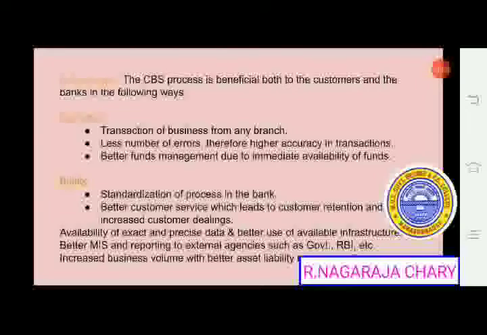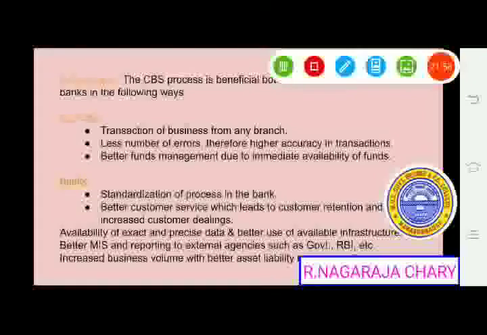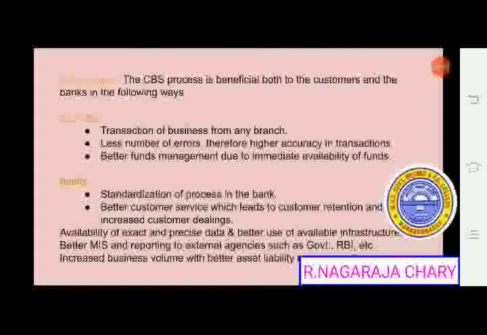So these are the benefits to the customers from the branch. These are the benefits to the customers. So let us see what are the benefits to the banks. Standardized processes are to be followed by the banks.